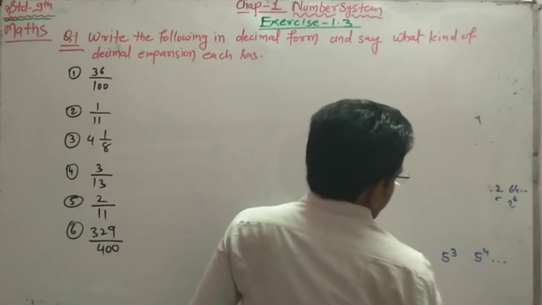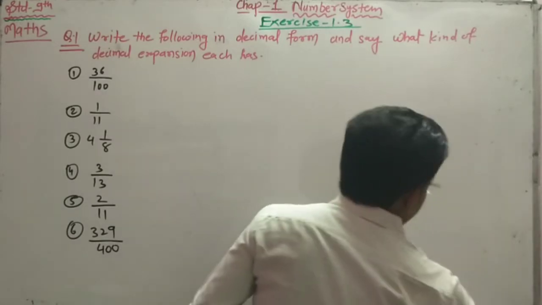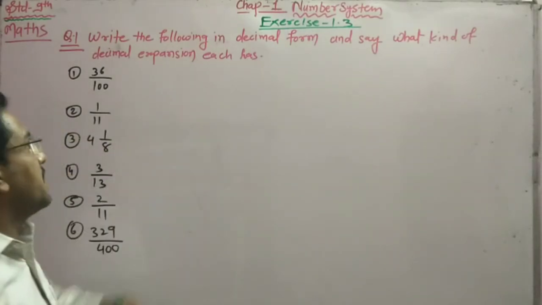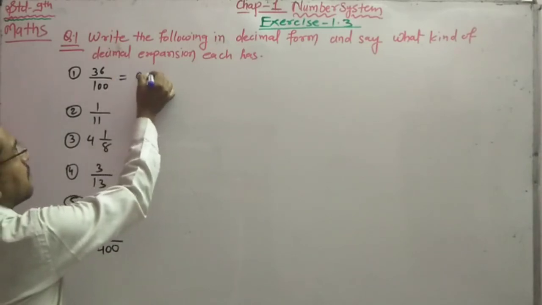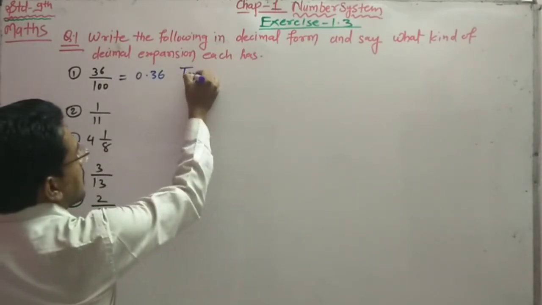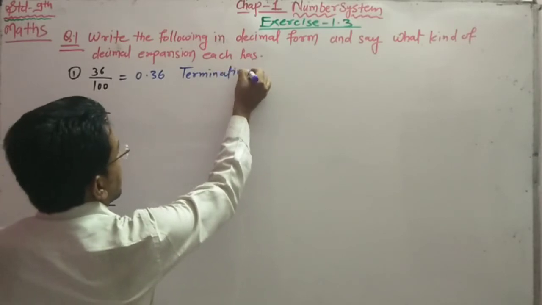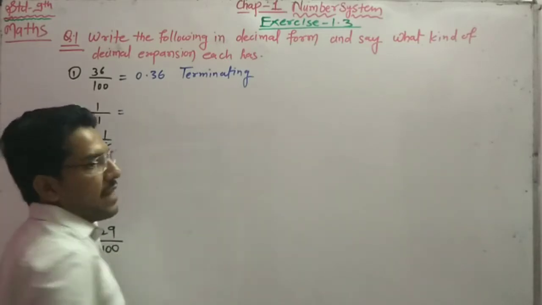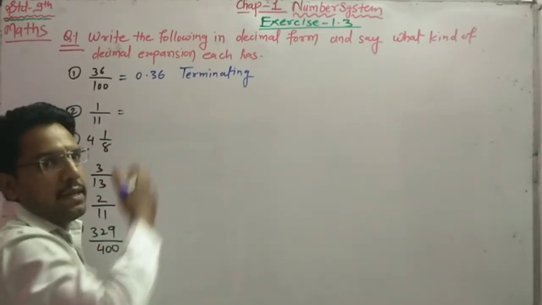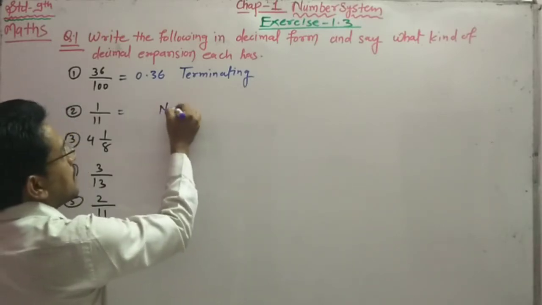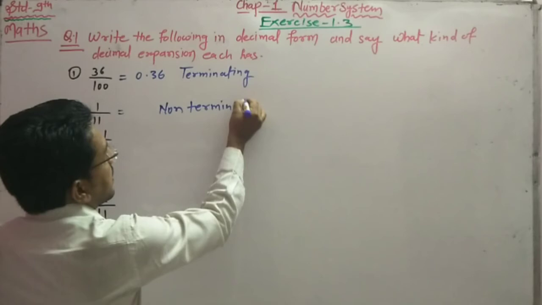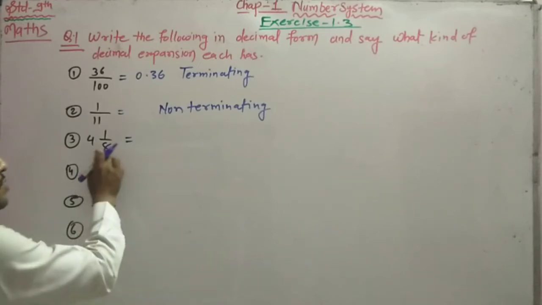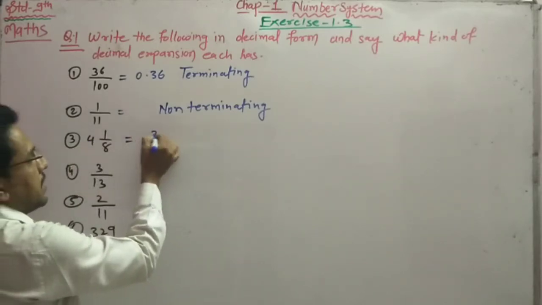See now here the questions are: write the following in decimal form and say what kind of decimal expansion each has. See, it is simply converted into 0.36, so this will be terminating. In the denominator 11 is given, so here when we divide 1 by 11, the answer will come in repeating digits, so this will be non-terminating, right. Then when we solve this, 8 fours are 32 and 33 upon 8.